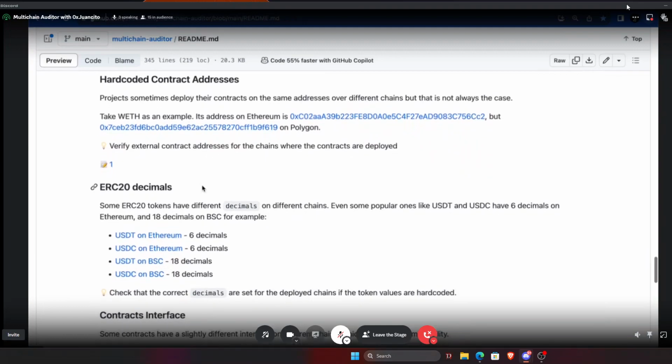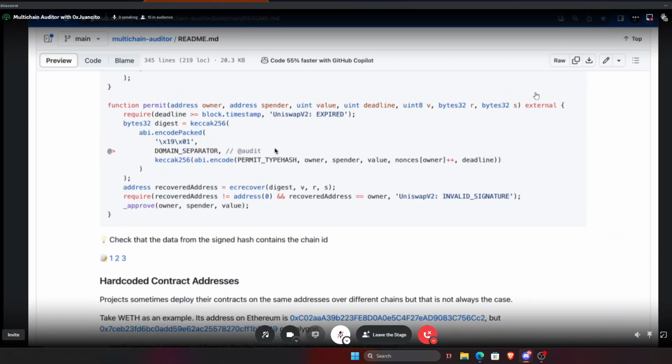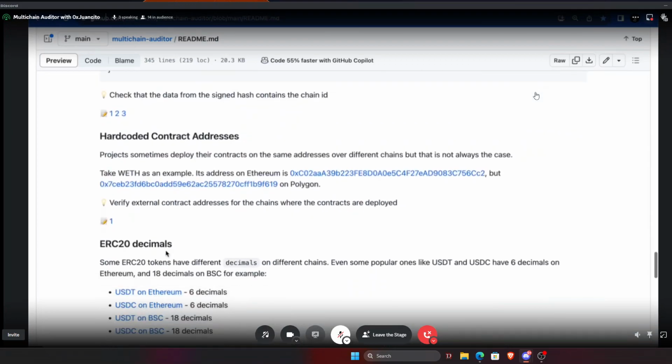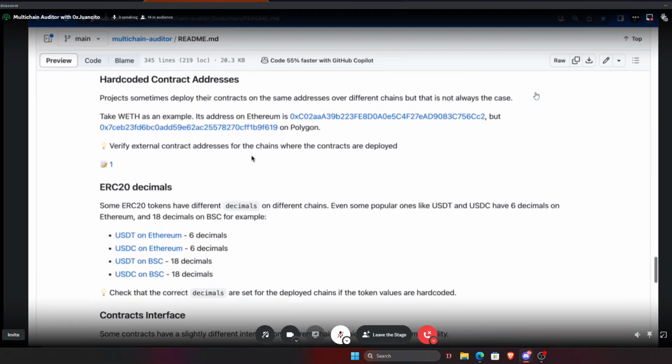Okay, so let's move to a simpler one. This was kind of hard to explain because it had many components, but this one I hope is easier to understand.